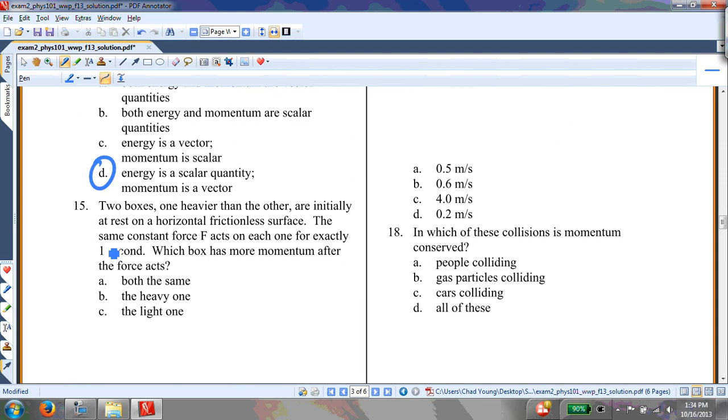Two boxes, one heavier than the other, initially at rest on a horizontal frictional surface. The same constant force acts on each one for exactly 1 second. Which block has more momentum? I know that F equals delta P over delta T. I have the same force acting for the same time on both objects, so they both have the same change in momentum, delta P.